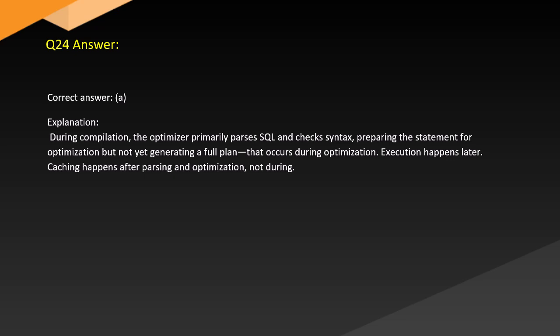Answer. Correct answer, A. Explanation. During compilation, the optimizer primarily parses SQL and checks syntax, preparing the statement for optimization but not yet generating a full plan. That occurs during optimization. Execution happens later. Caching happens after parsing and optimization, not during.